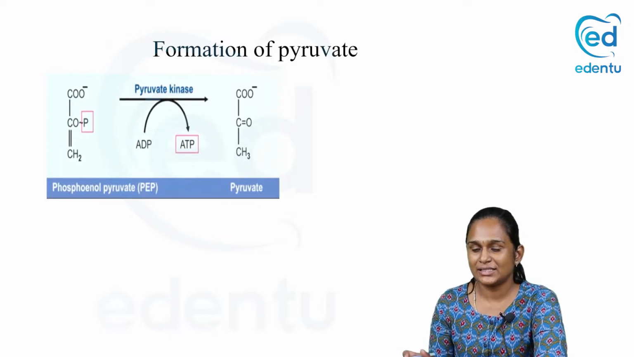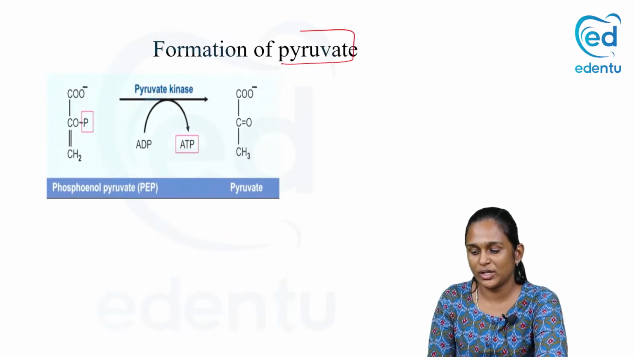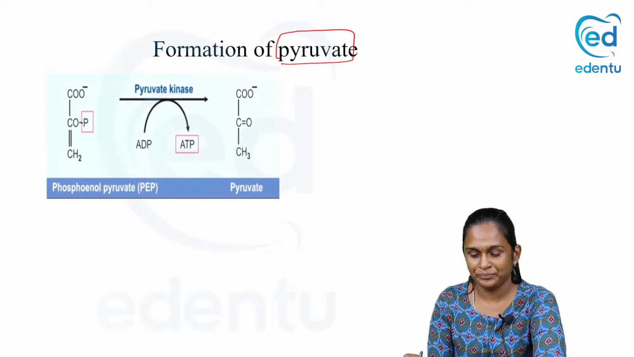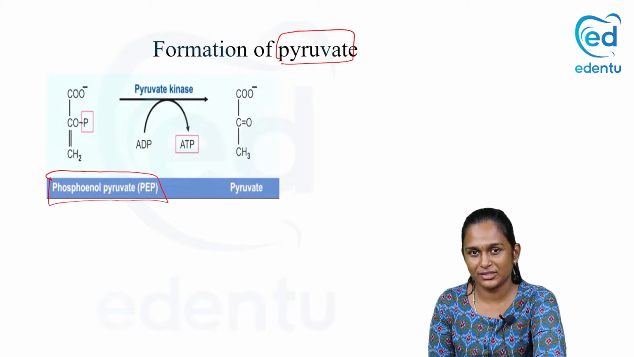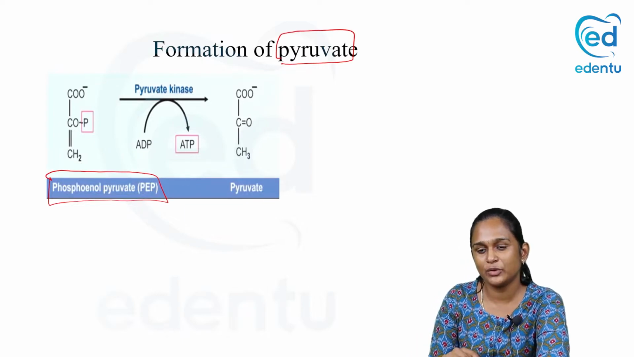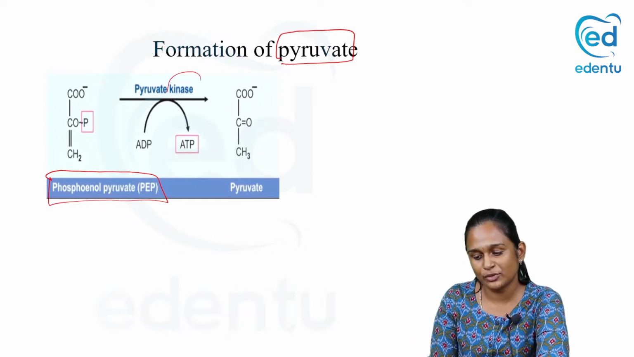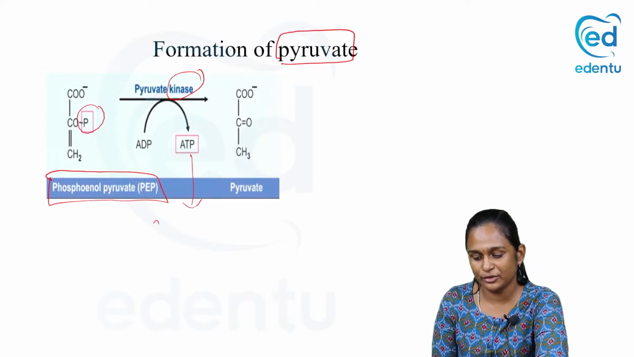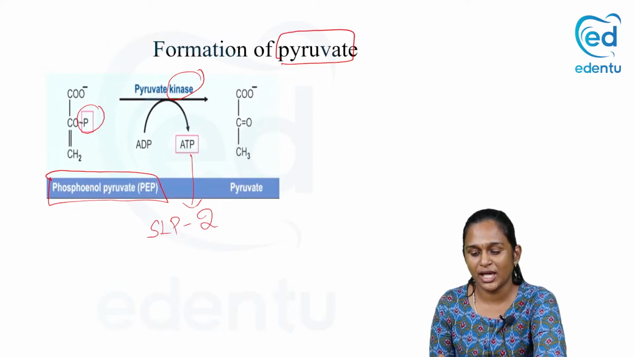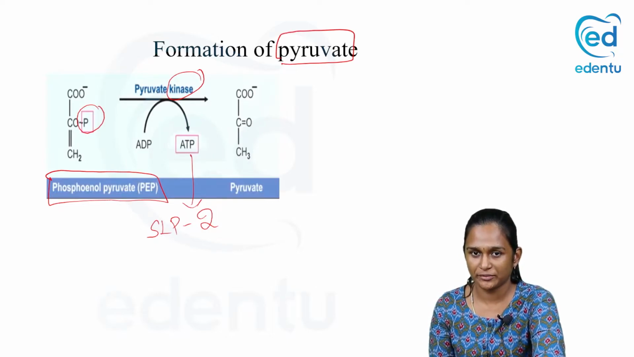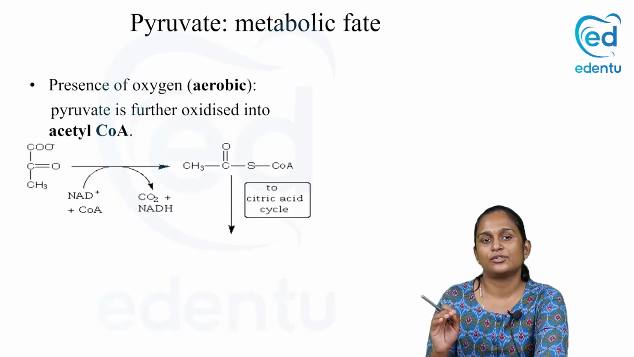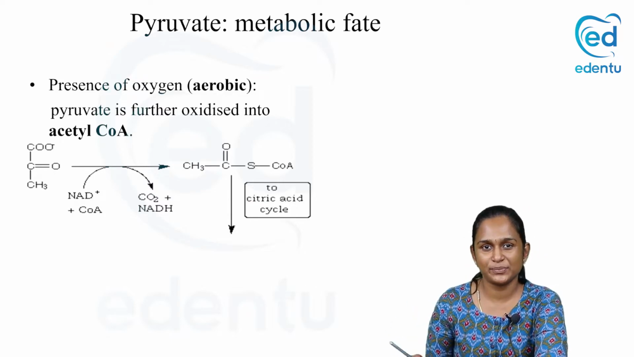Okay, next the last step is formation of pyruvate. We all know pyruvate is an end product of aerobic glycolysis. So the phosphoenol pyruvate, which is formed in the previous step, will be acted upon by the other enzyme, pyruvate kinase. This enzyme is going to transfer a phosphate group from phosphoenol pyruvate to ADP, so one ATP is produced. This is a substrate level phosphorylation, the second substrate level phosphorylation which is happening in glycolysis. So phosphoenol pyruvate is converted to pyruvate. So far we have synthesized pyruvate.